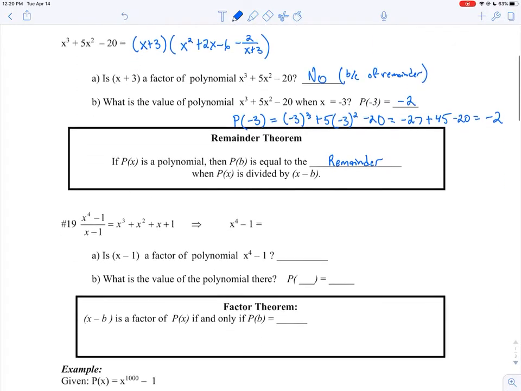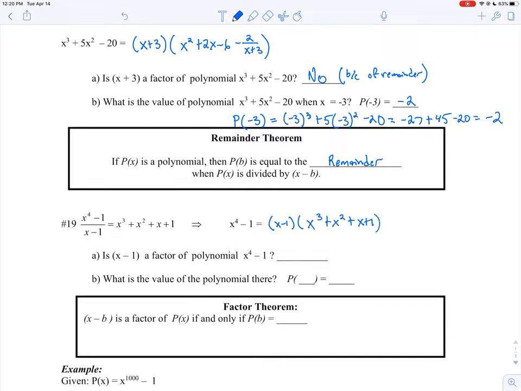If we have x to the fourth minus 1 and that was divided by x minus 1, we would have x to the third plus x squared plus x plus 1. So you can see that this goes in evenly. So another way of writing this, x to the fourth minus 1, if we wanted to write this in our factored form, we could say x minus 1 times x to the third plus x squared plus x plus 1. So we're just multiplying that across.